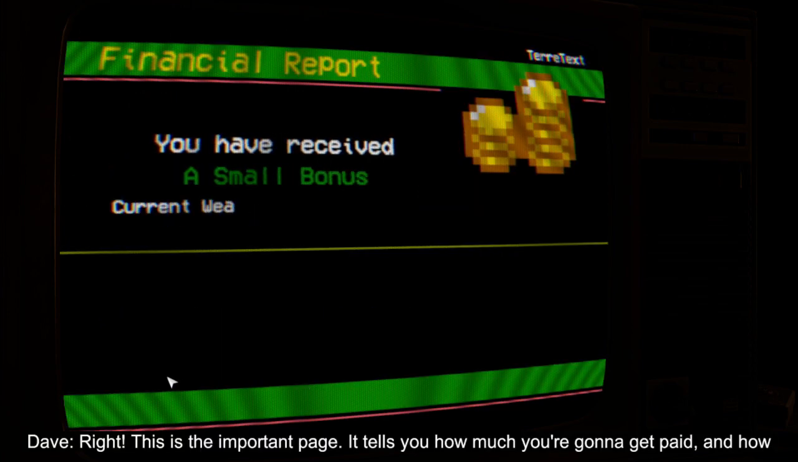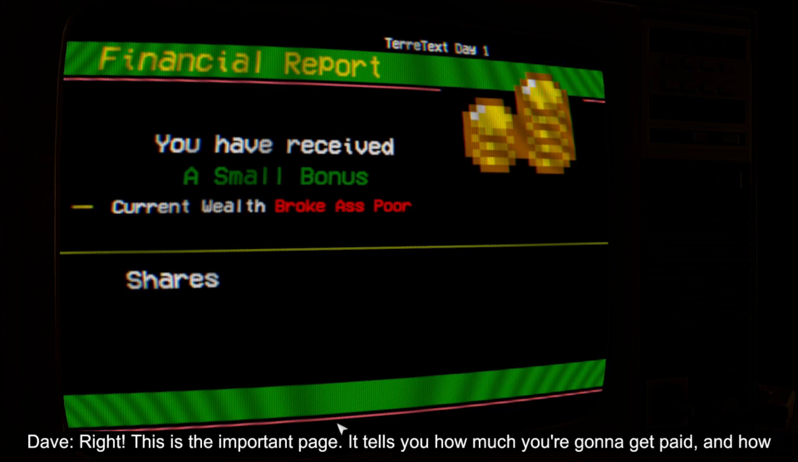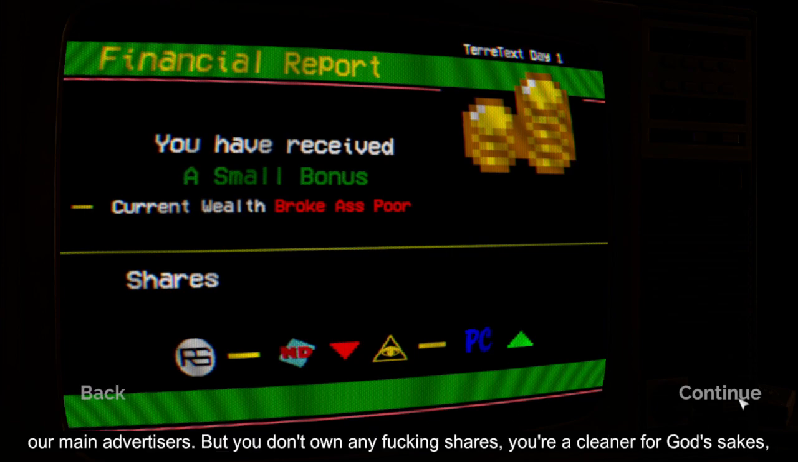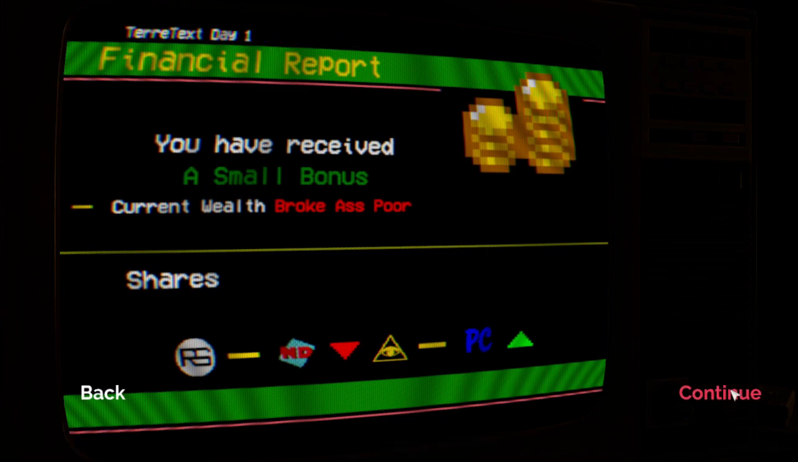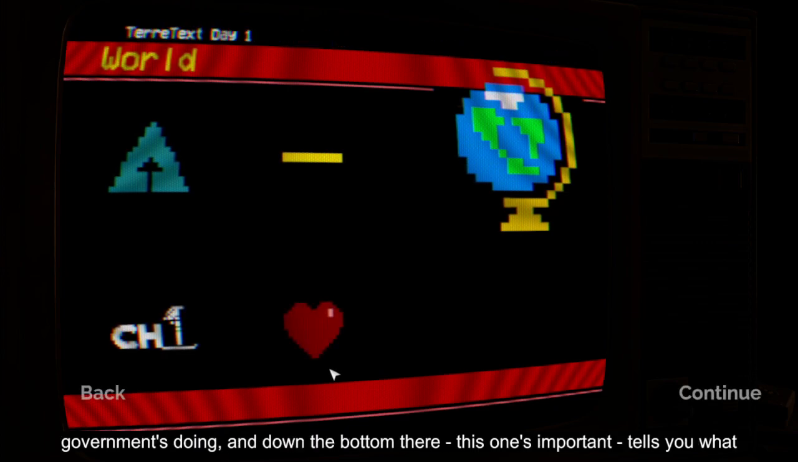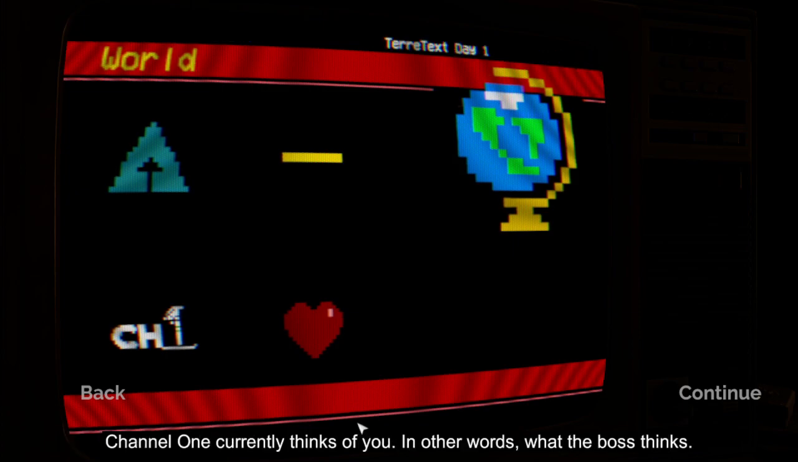This is the important page. It tells you how much you're going to get paid and how much wealth you have overall. That bollocks at the bottom shows you the financial state of our main advertisers. But you don't own any fucking shares. You're a cleaner, for God's sake, so why would you care? This one's important. Tells you what Channel 1 currently thinks of you. In other words, what the boss thinks.